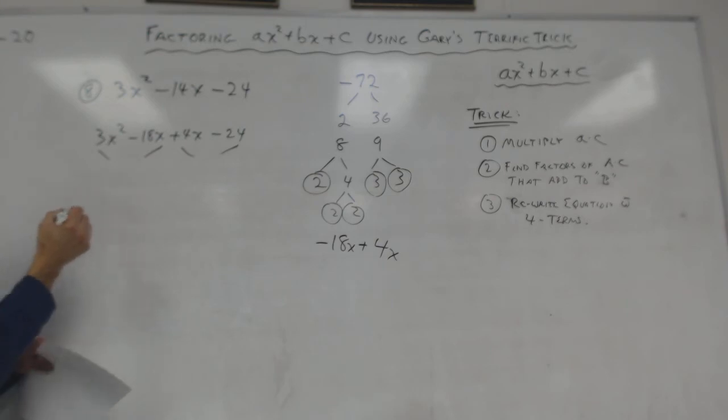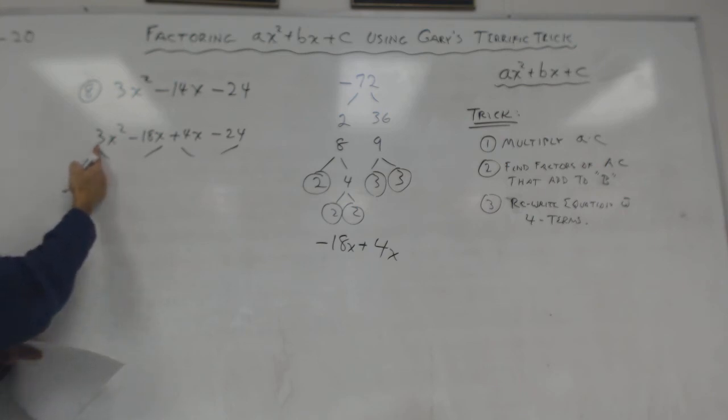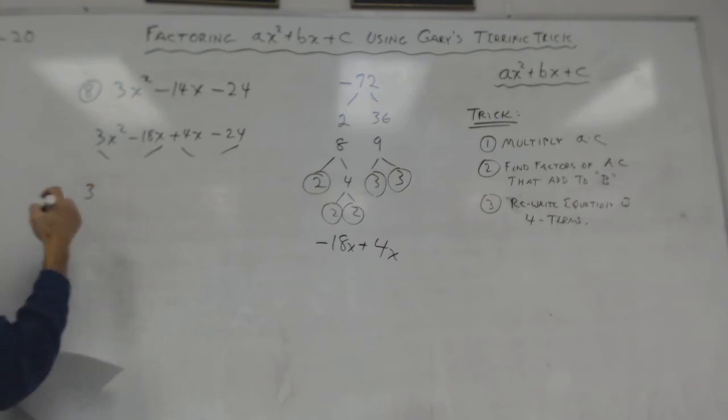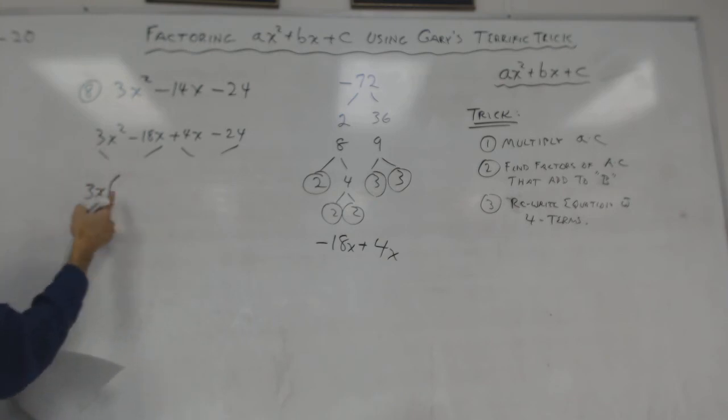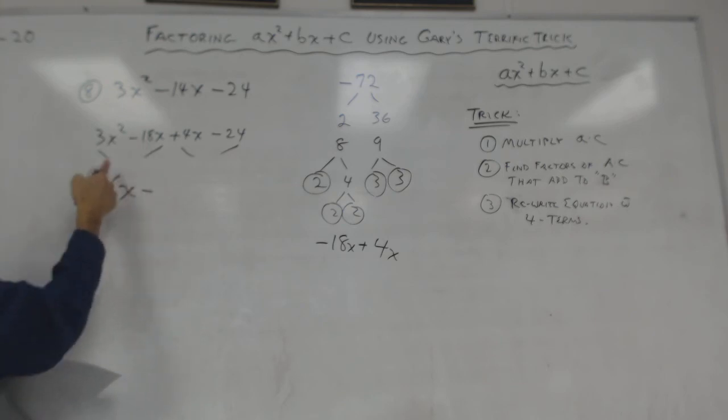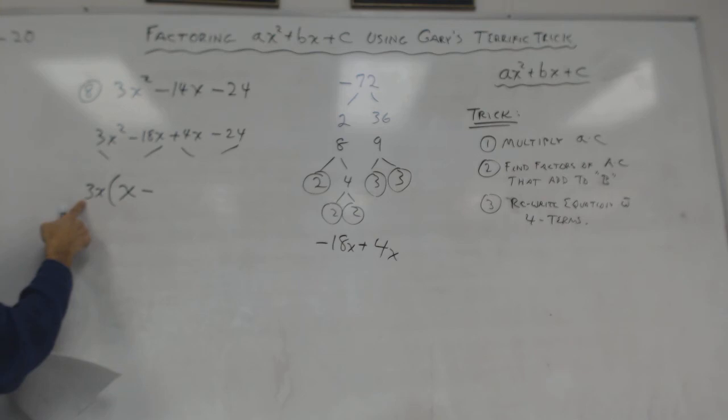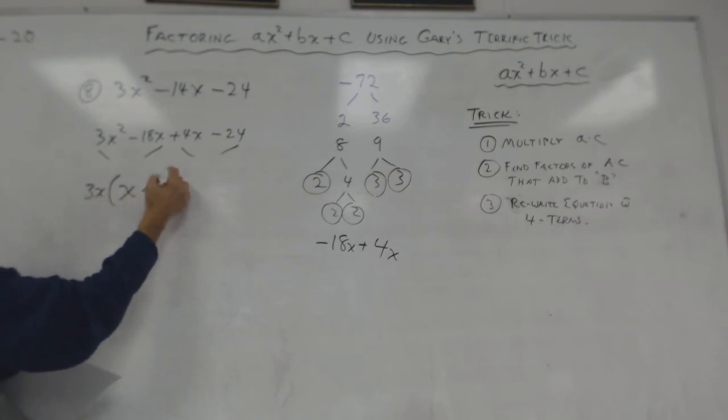Great. All right, so what can I take out? Between 3 and 18, what can I take out? Does 3 go into 3? Does 3 go into 18? Let's take 3. And then between x squared and x, take out the x. So 3 divided by 3 is 1. X squared divided by x is x. Minus 18 divided by 3, which is 6. Right? And then plus 4.